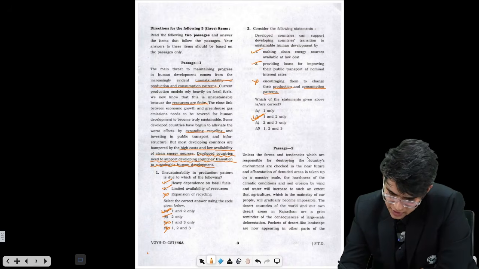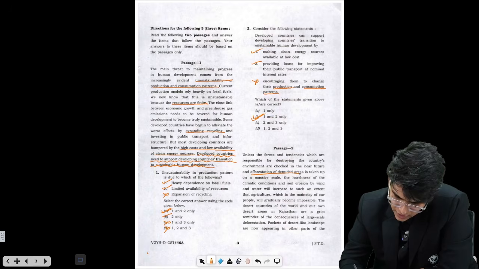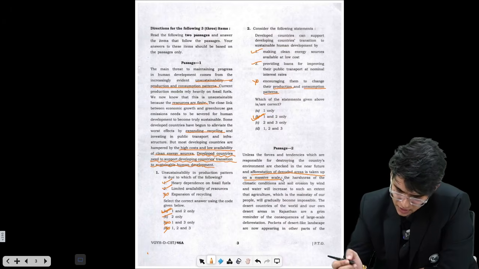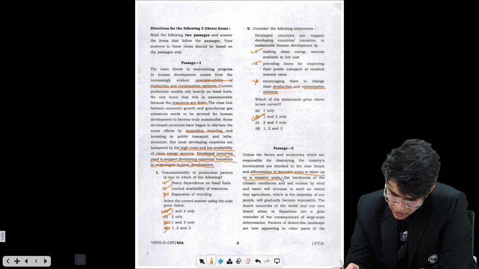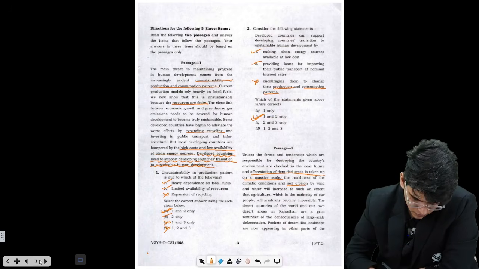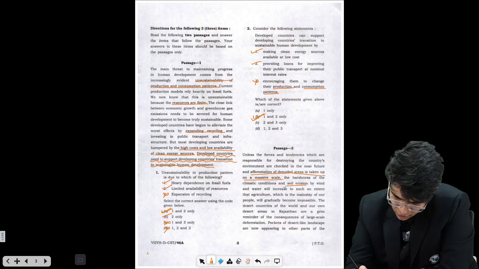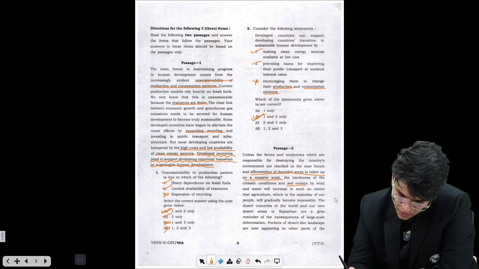Unless the forces and tendencies which are responsible for destroying the country's environment are checked in the near future, and afforestation of denuded areas is taken up on a massive scale, the harshness of the climatic condition and soil erosion, so basically 1 in the next page is correct, by wind and water will increase to such an extent that agriculture, which is the mainstay of our people, will gradually become impossible.